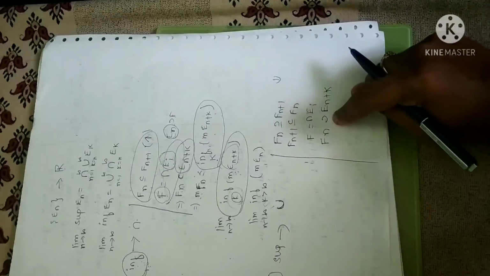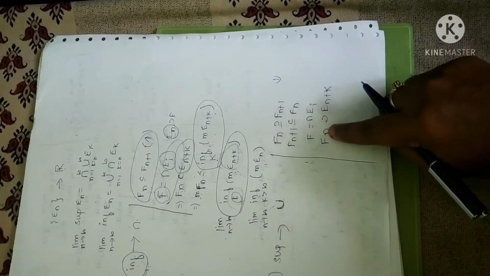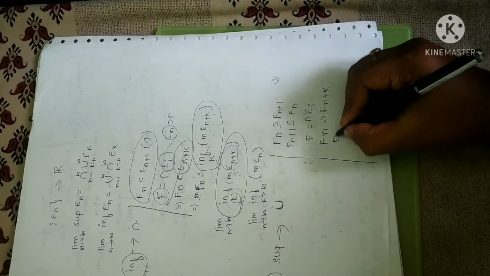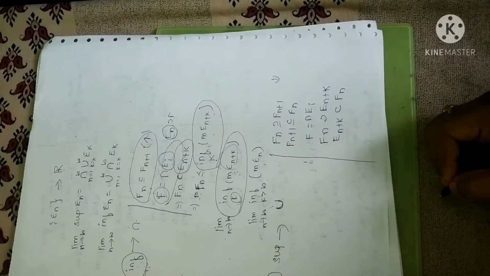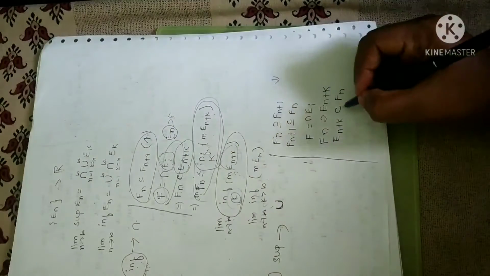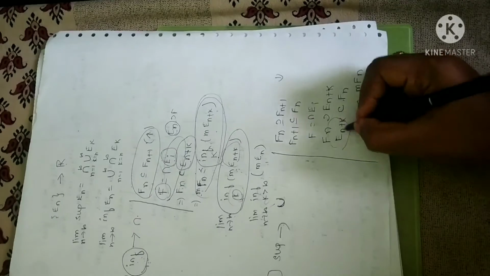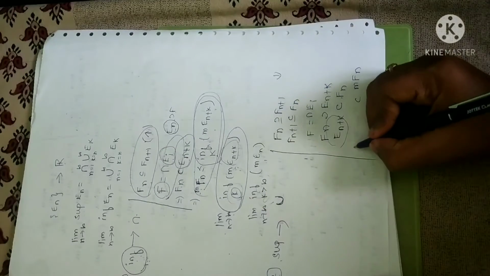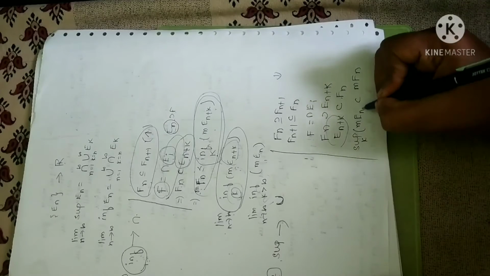Just the reverse of this. Clear? Further, I can rewrite this statement as En plus k will be contained in Fn. Fine. Again, when you are going to apply measure, for this term you are going to apply measure directly, whereas for this term, since you are dealing with supremum, you have to take supremum over k into measure of En plus k.